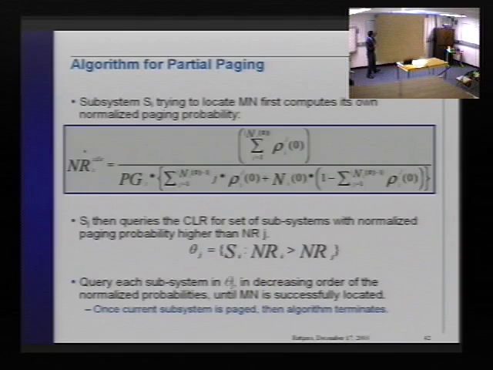So the algorithm for partial paging works like this. Subsystem S_i, which is trying to locate the mobile, first computes its own normalized paging probability, using its equation and its residence probability, and so on. Then it queries the central register: do you know of any other subsystem that said its normalized paging probability is larger than mine? That gives a set. If so, I will try those subsystems first.